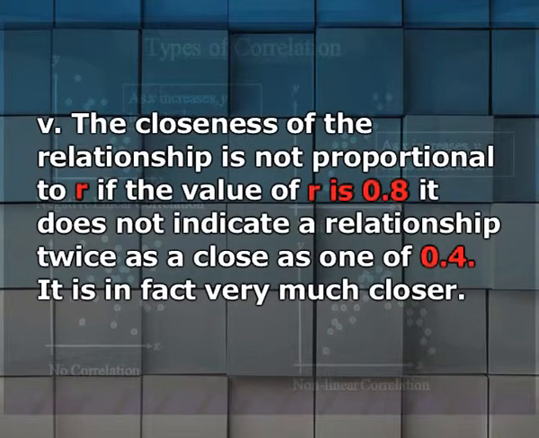Fifth one, the closeness of the relationship is not proportional to R. If the value of R is 0.8, it does not indicate a relationship twice as close as one of 0.4. It is in fact very much closer.